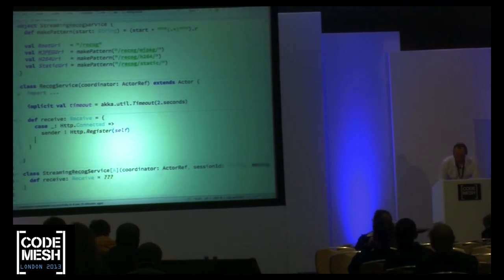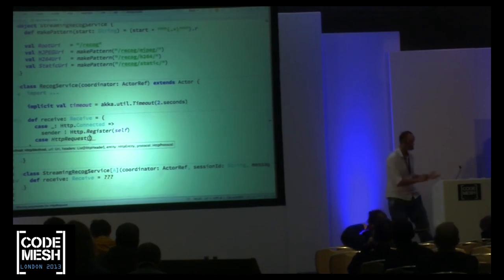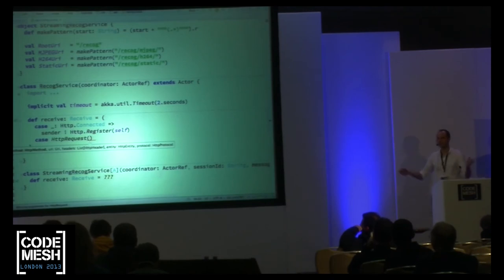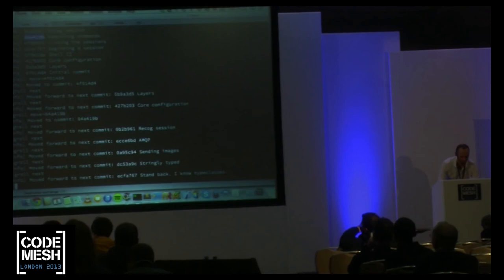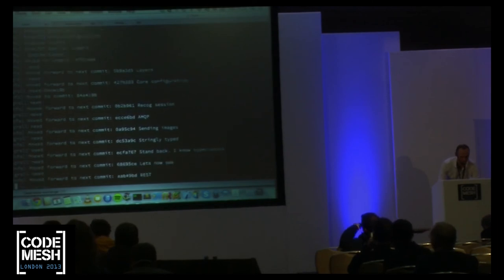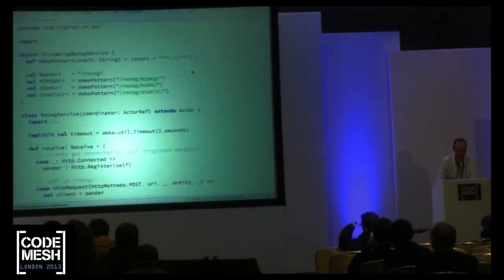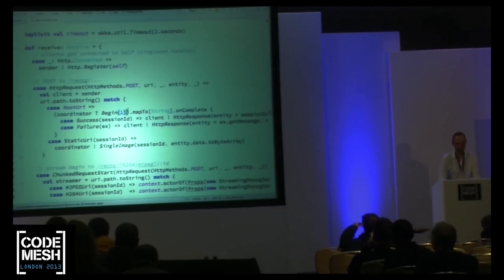Now, what are these messages? I suppose one of these could be HttpRequest. That's what the clients do to us. They send requests, quite unreasonably. And there's an awful lot of typing. We need to match the methods, the URLs. So let me just fast forward a little bit to here. Right, so I've typed in all that where we match the paths.